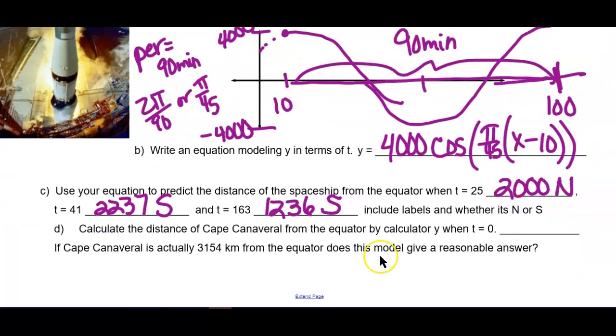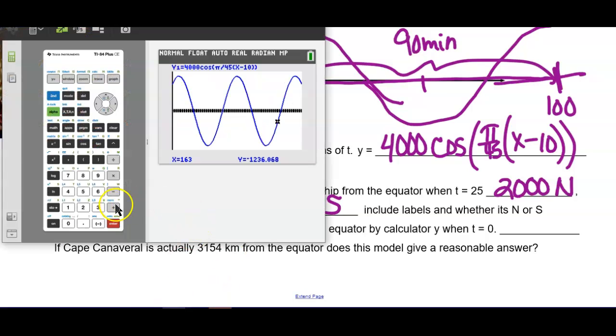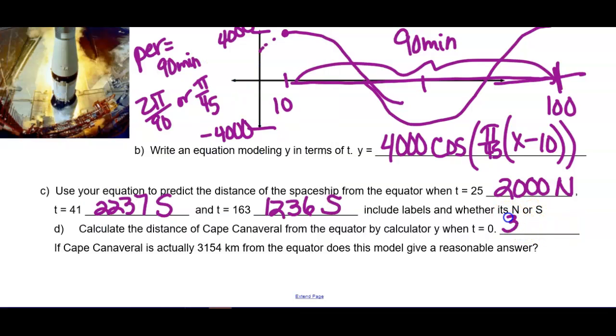All right, last question says, if Cape Canaveral is actually 3154, what happens at time 0? Is our equation a good predictor? Well, we got 3064, and it's actually 3164. So our equation is off a little bit, but if you did a percent of error, it's not off by very much. Okay? And again, I looked this up on the internet, and the equation was just a made-up story probably anyway, but it is kind of cool that it's close. All right, I think that's it.